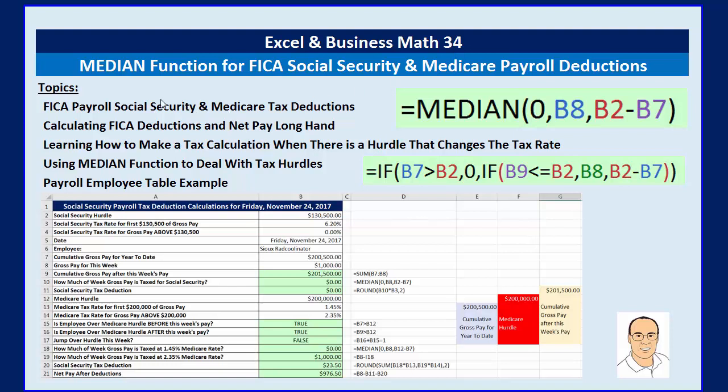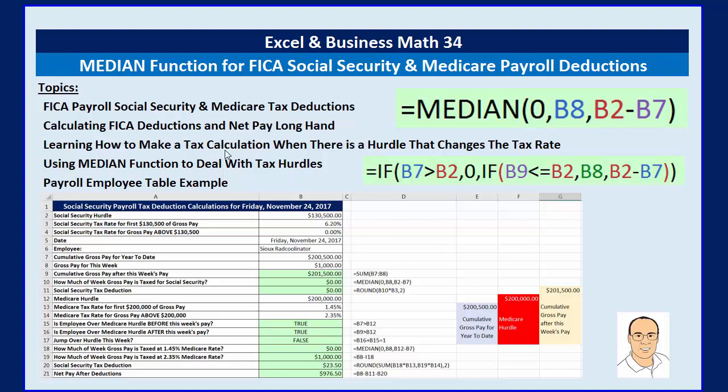Hey, in this video, we got to see the amazing function median for calculating FICA, Social Security, and Medicare payroll deductions. Now, our topics, we're definitely going to have to talk about what is the FICA payroll, Social Security, and Medicare tax deductions. Talk about calculating both of those deductions and net pay longhand.